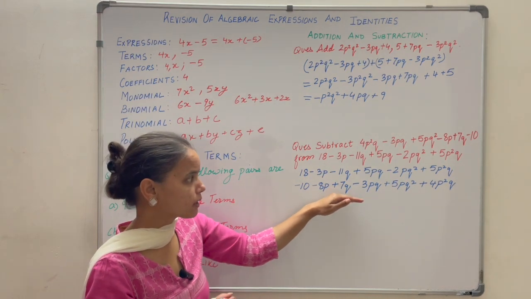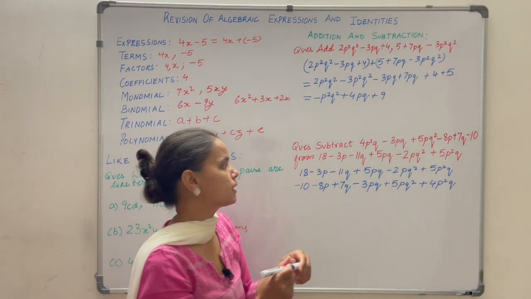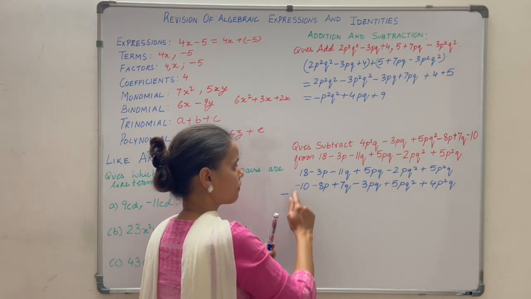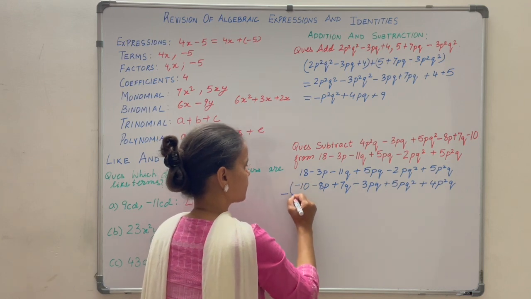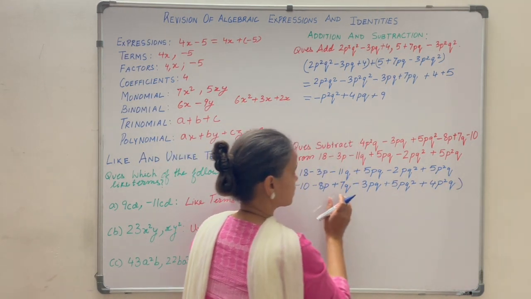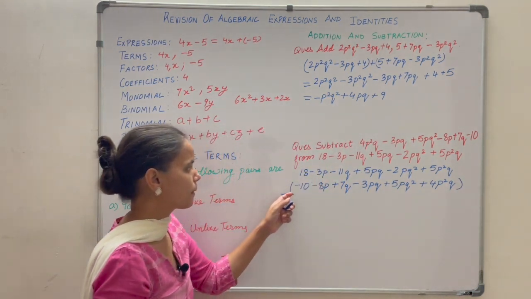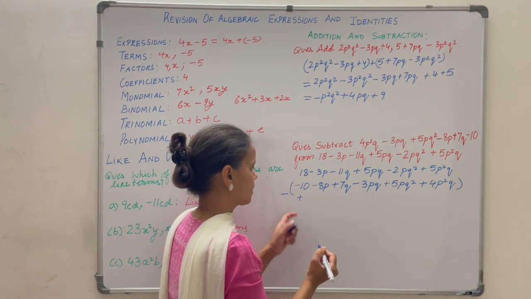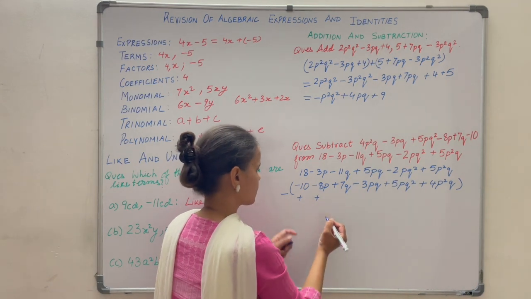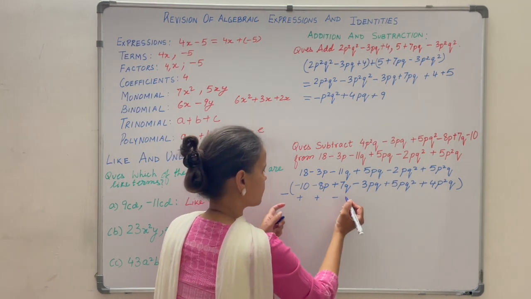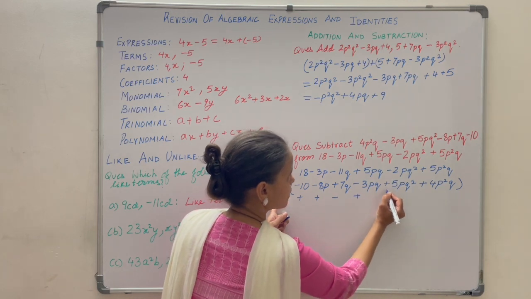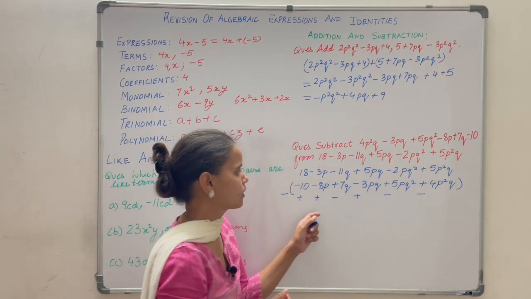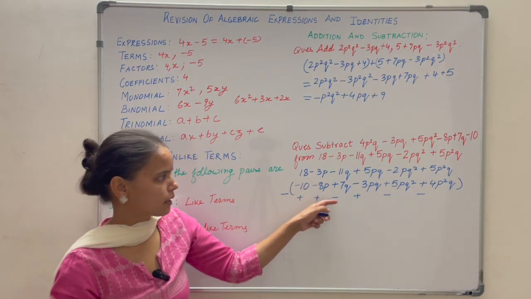You need to subtract this expression from this expression. That means you have to put a minus sign here. So you see the minus sign is outside here. Basically you have to subtract this expression from this. So this minus into minus, what is the sign for this number? It is plus. Minus into minus, plus. Minus into plus, minus. Minus into minus, plus. Minus into plus, minus. Minus into plus, minus. So now this is the sign for these numbers.